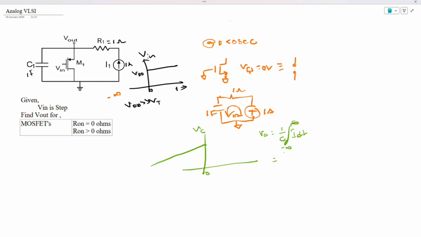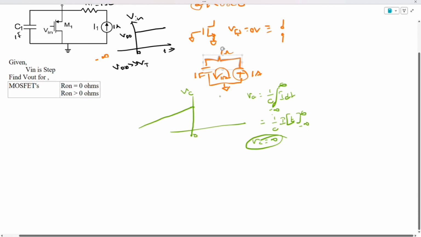This is equal to 1 by C integral of I dt, here from minus infinity to 0. It will be 1 by C times I t, with limits from minus infinity to 0. It will be kind of infinite, so VC is equal to infinite. So let's say some very high voltage, that can be considered.